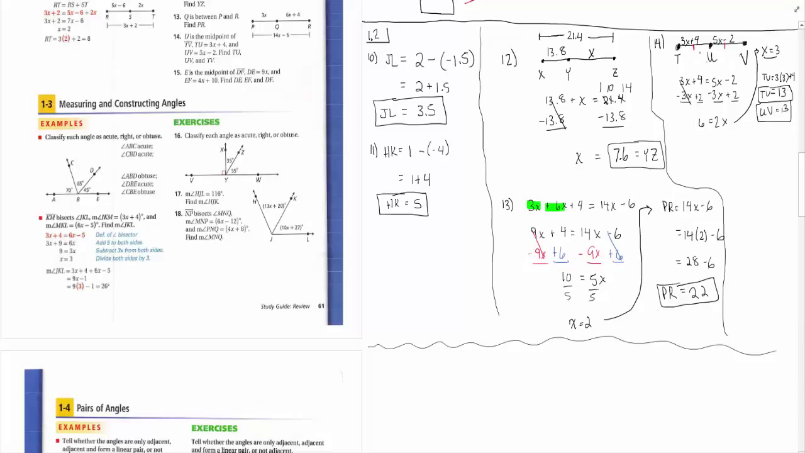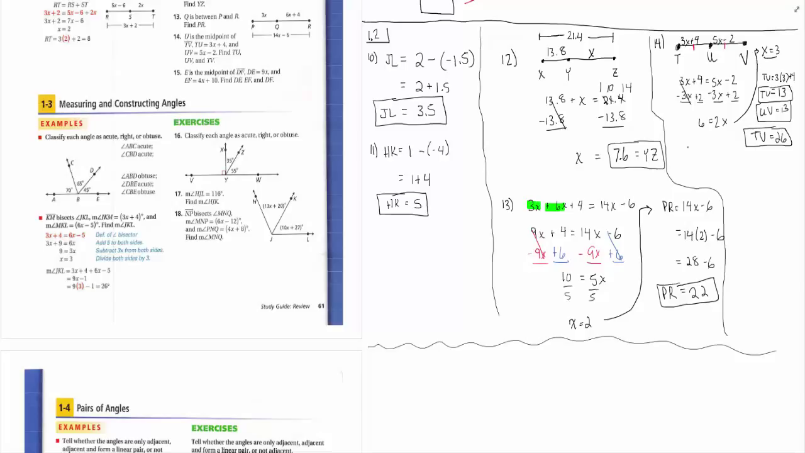Now TV is both of those combined, so if you add those two up, you're going to get TV, which is 26. So there's 14 using midpoint. So again, 12 and 13 used segment addition, 14 is using midpoint.